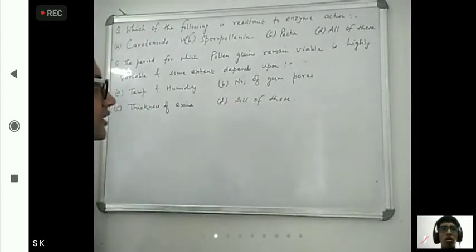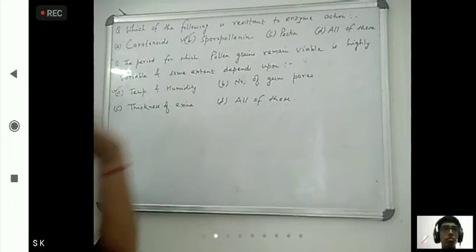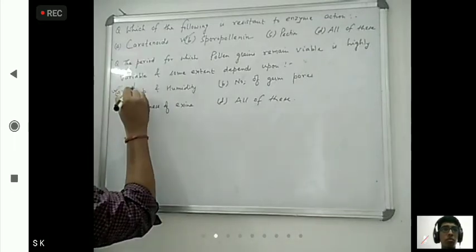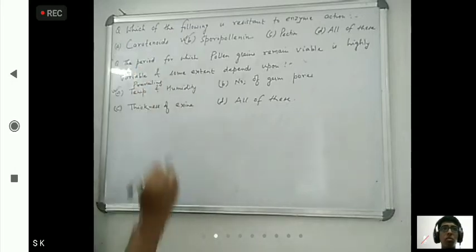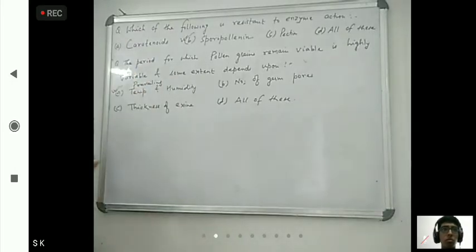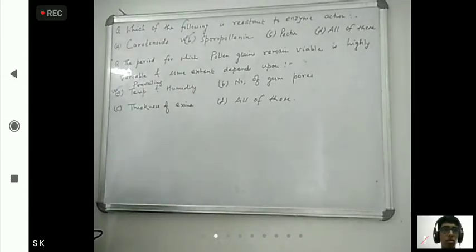So what will the answer? The answer we already know, it is prevailing temperature and humidity. So these are the factors on which pollen viability depends.